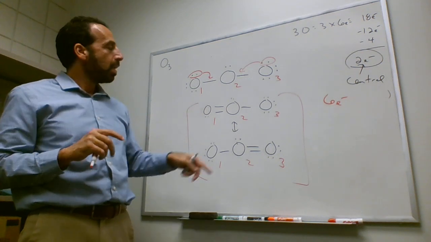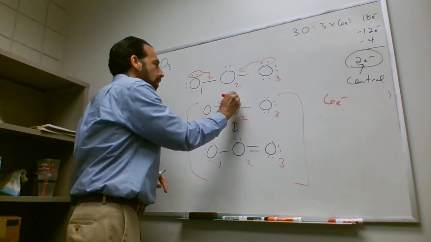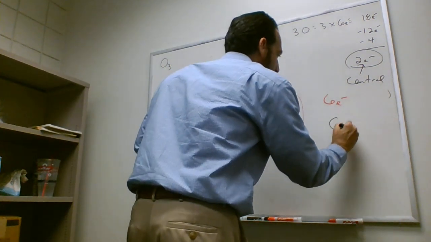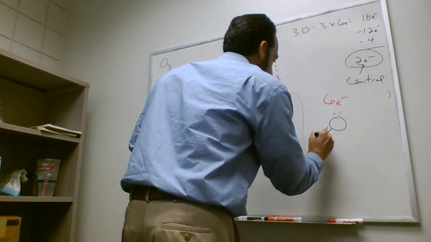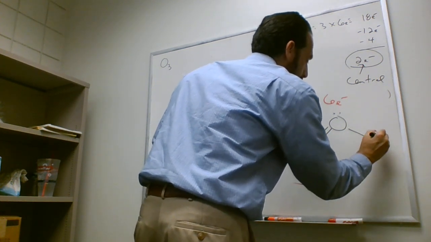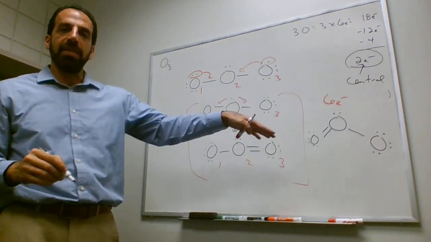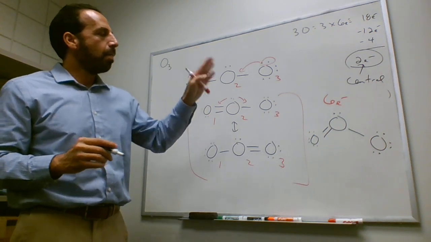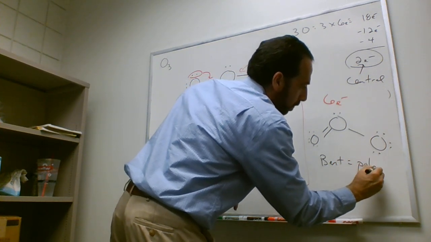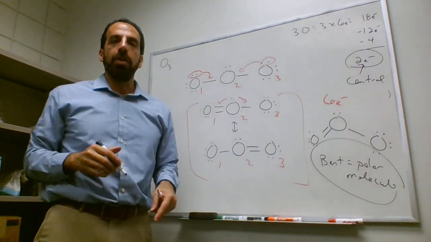Now, in terms of the geometry, I'll look at the central atom. The central atom has a pair of electrons, so this kind of pushes out, and I'm going to end up with a bent structure. So it's actually going to look something like this. Again, the other one will look basically the same, so I'm not going to draw it. When I have a bent structure, it's a polar molecule. Always, when you have a bent structure, it's going to be polar.